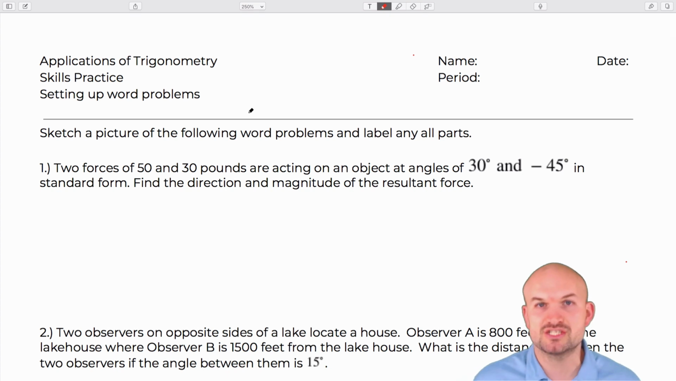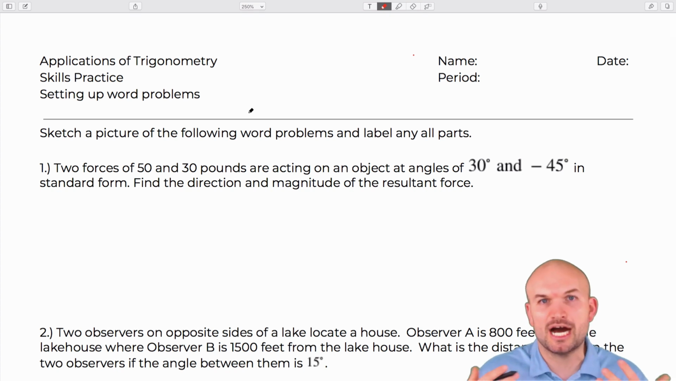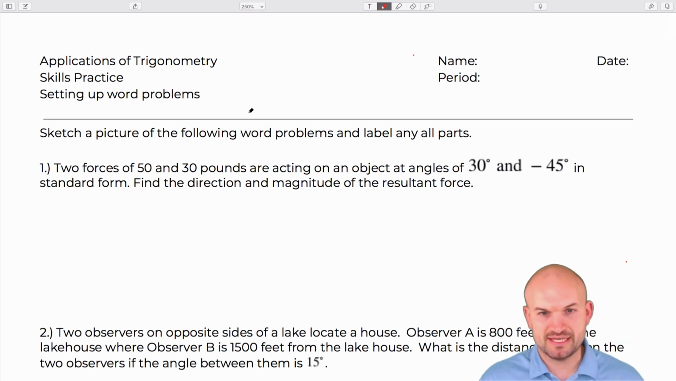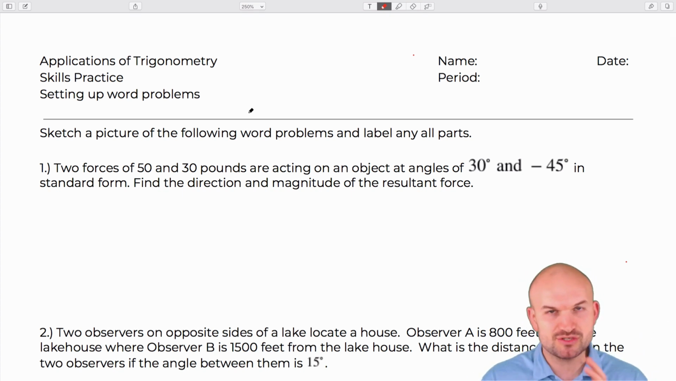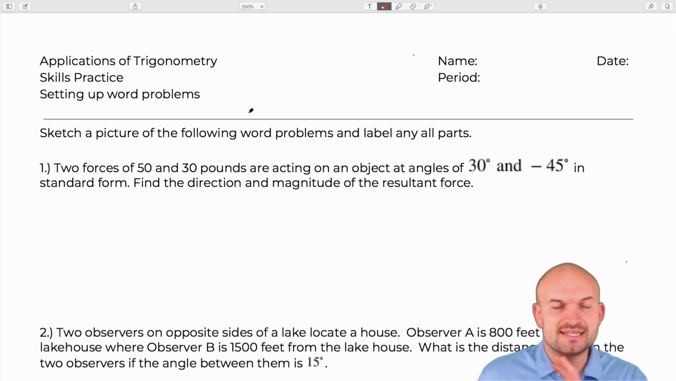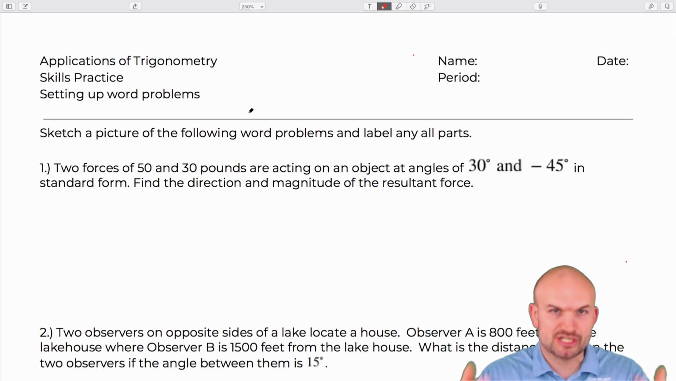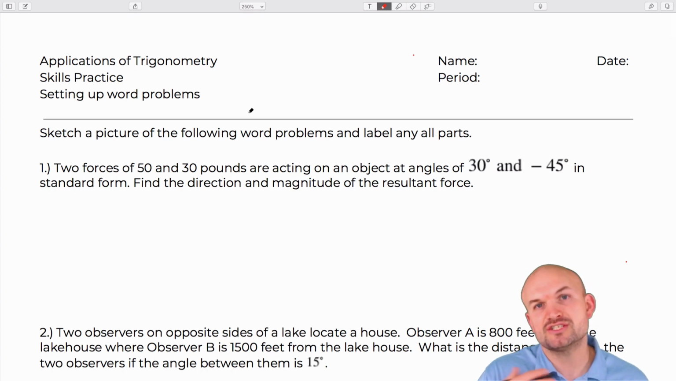Now, we're actually not going to solve them, because the reason why I created this worksheet was so students could just practice setting up the problem, so they can take the words and create a picture and either create a triangle or create some sort of diagram to better understand the problem. Throughout our unit in applications of trigonometry, we're going to learn the steps to solve the word problems, but this video and worksheet is really just designed to extract the important information given to us, and therefore then we can solve it mathematically.